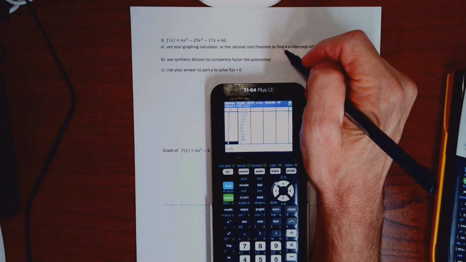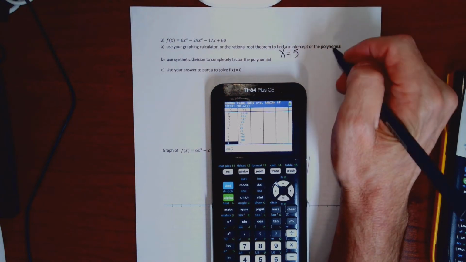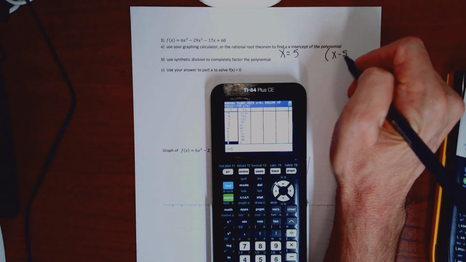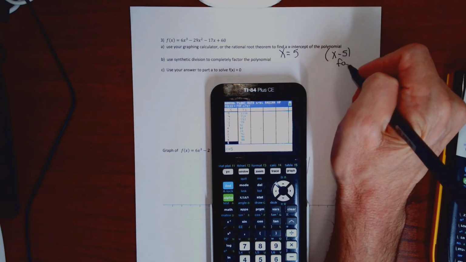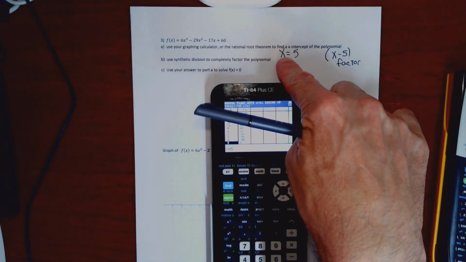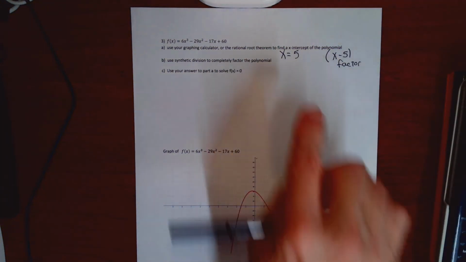So my answer to part A is going to be x equal to 5. Parenthetically, I know that x minus 5 is going to be the factor that I'll use when I go to do part B to completely factor it. This x-intercept gives me a factor of x minus 5. Now I'm going to do my synthetic division.